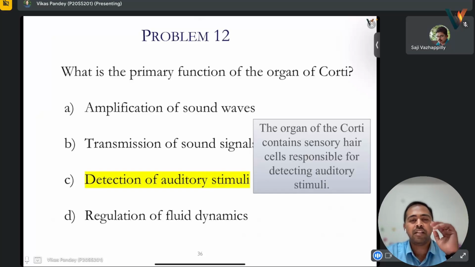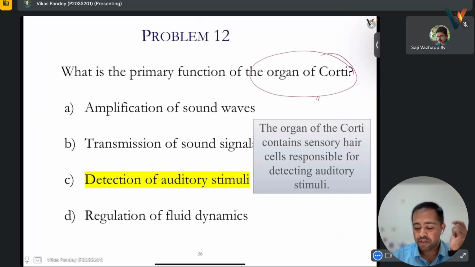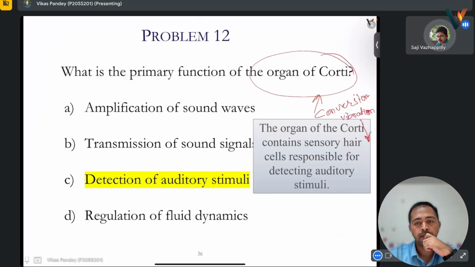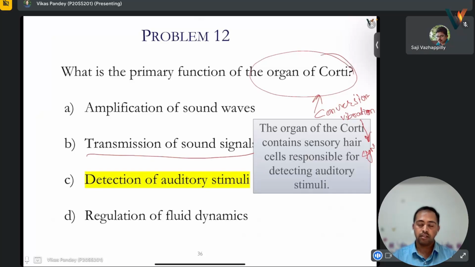The sensory hair cells will detect the auditory stimuli because they will vibrate according to different frequencies. Then that vibration will lead to conversion into the signal, and then the transmission will occur. The organ of Corti is the center where the conversion from vibration to signal is happening, and then the transmission of the sound signal comes after this.